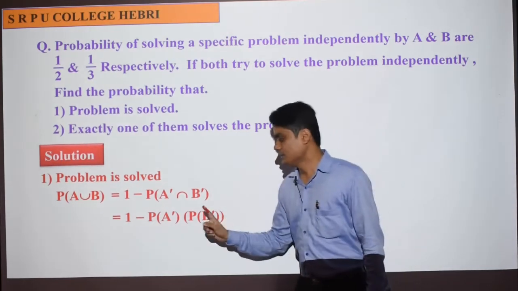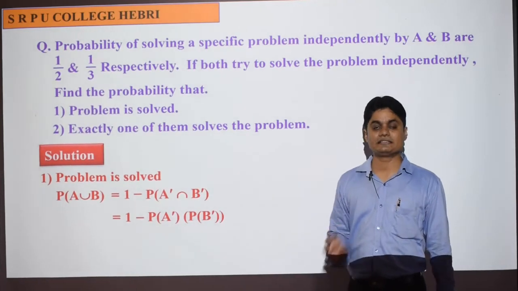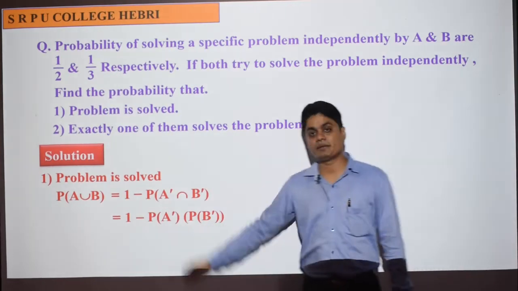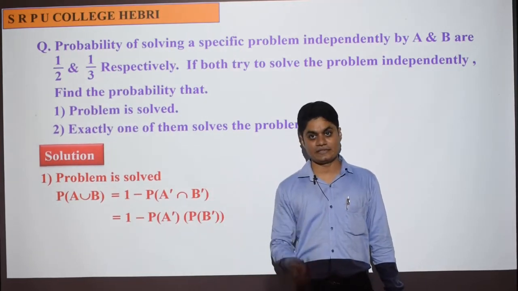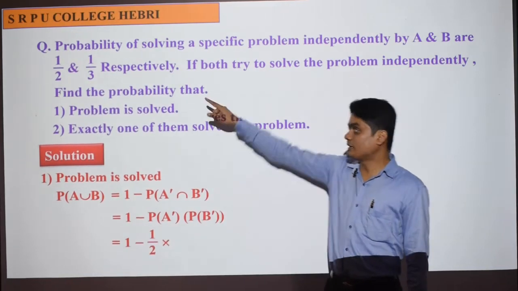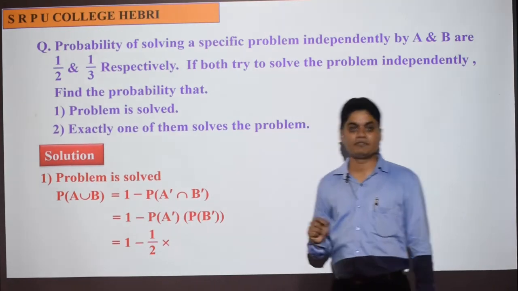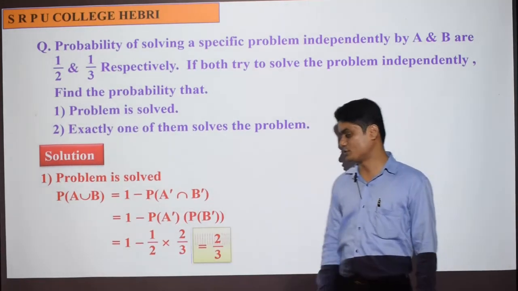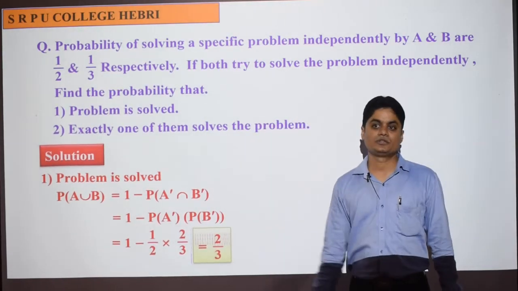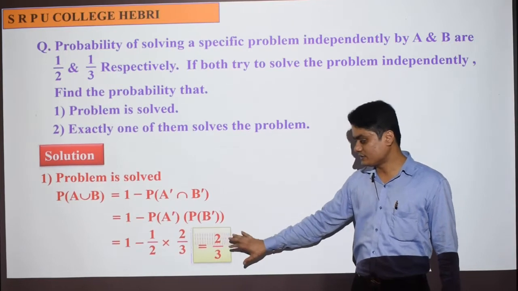Now, where is the probability of A complement in the question? Is it given directly? No. What is given? The probability of A is given. What is the probability of A? Half. So what is the probability of A complement? 1 minus half, so it is again half only. The probability of B is given as 1 by 3, so here we require the probability of B complement, which is 1 minus 1 by 3, nothing but 2 by 3. So the answer for problem solved is 1 minus half into 2 by 3, that is 1 minus 1 by 3, which is 2 by 3.